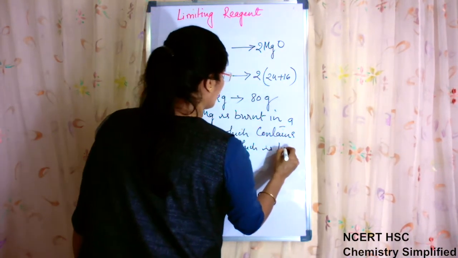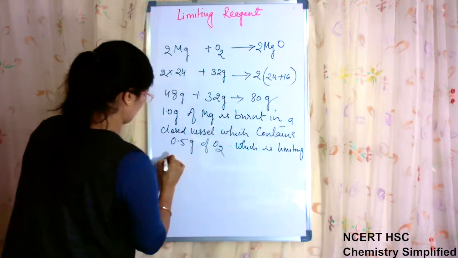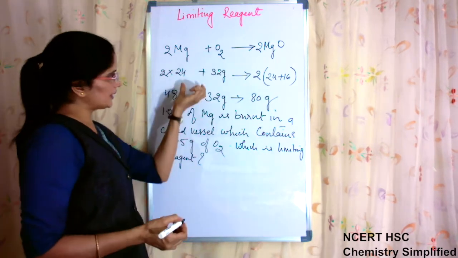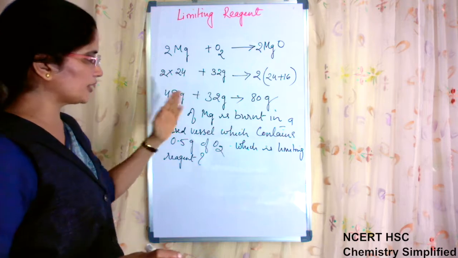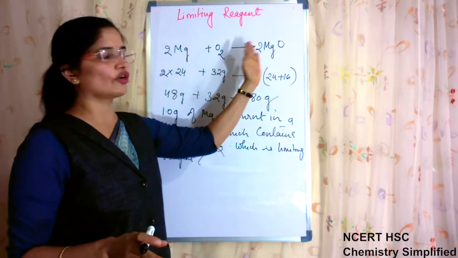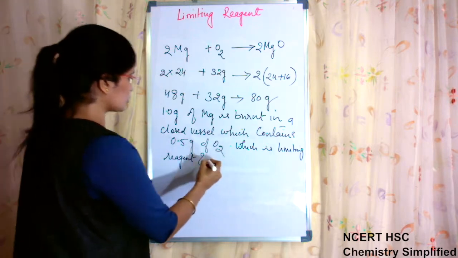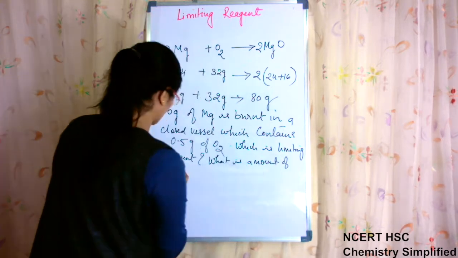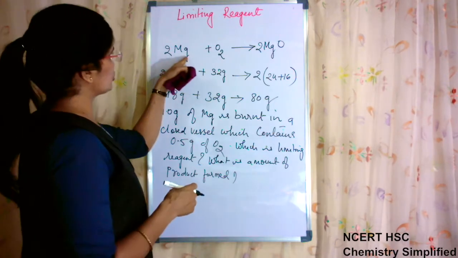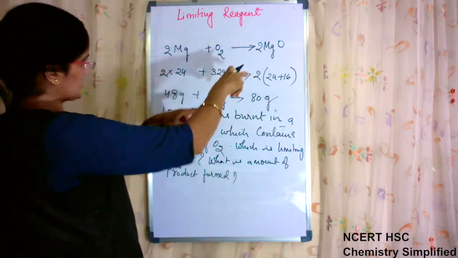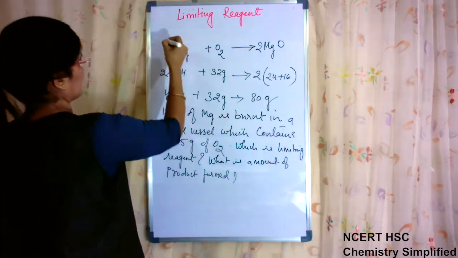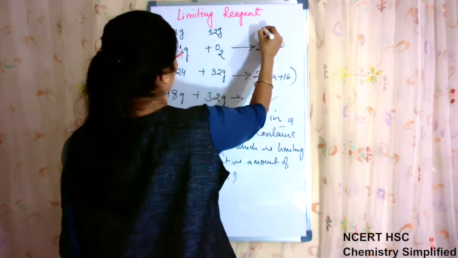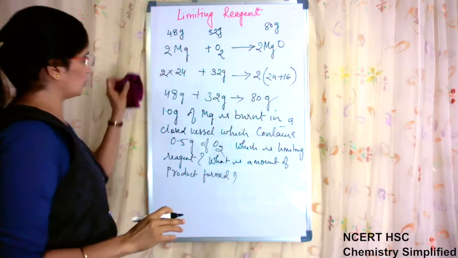Which is the limiting reagent, and second, what is the amount of product formed? When one of the reactants is limiting, the amount of product formed is not according to the balanced equation. So what is the amount of product? We have written Mg plus O2 gives 2 MgO. The masses we will write at the top so that we get some space to write: 48 grams combines with 32 grams to form 80 grams of MgO.